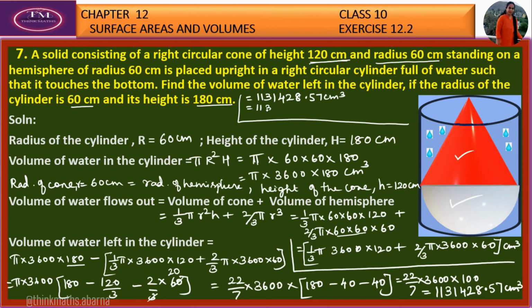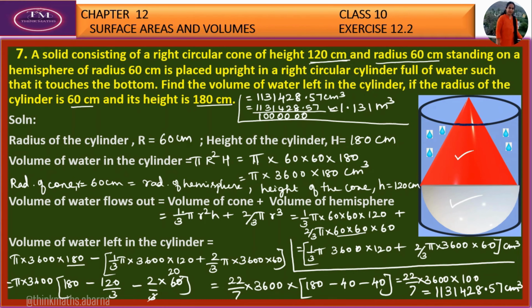1131428.57. If you divide by 100 three times, so that in 100 we have two zeros, we have to put three pairs of two zeros. So now how many zeros are there? 6. So 1, 2, 3, 4, 5, 6. So the decimal will come here, 1.131. So approximately 1.131 meter cube. So this is the answer for this problem.